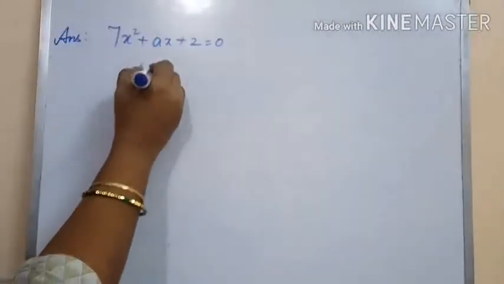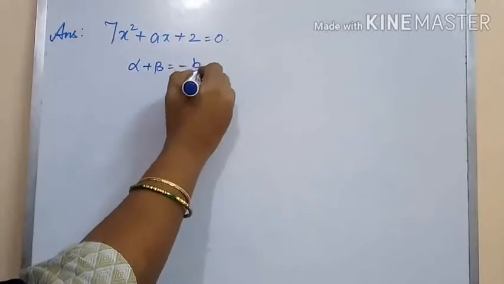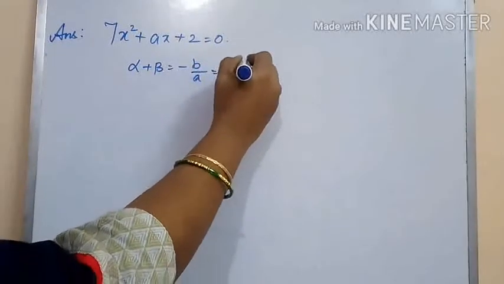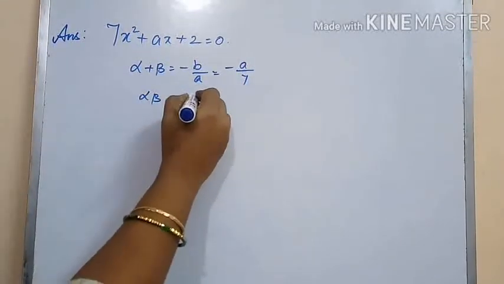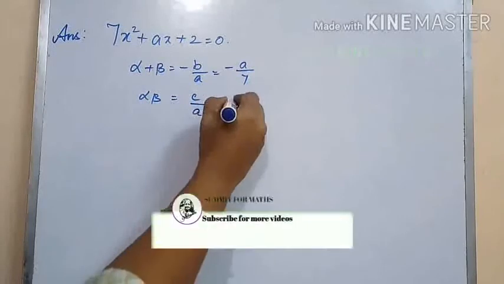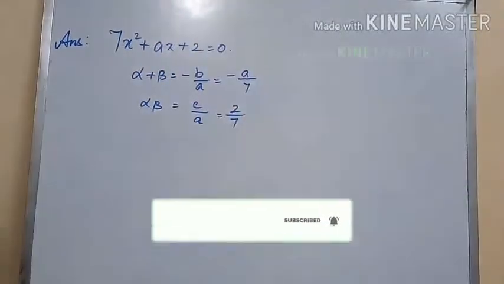Here the given equation is 7x squared plus ax plus 2 is equal to 0. We know that sum of the roots alpha plus beta is equal to minus b by a, which is minus a by 7. And product of the roots alpha beta is equal to c by a, which is 2 by 7.